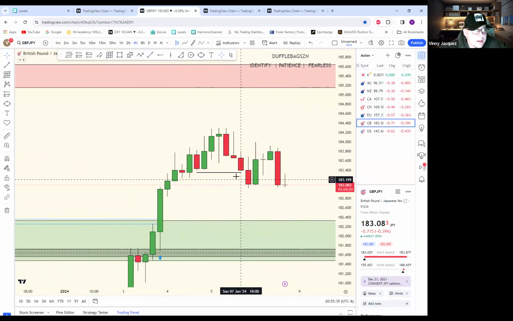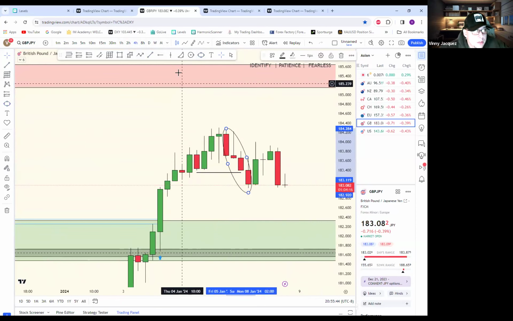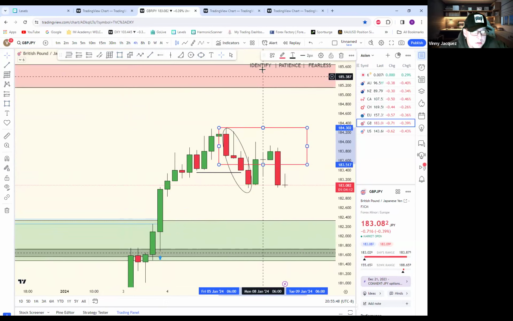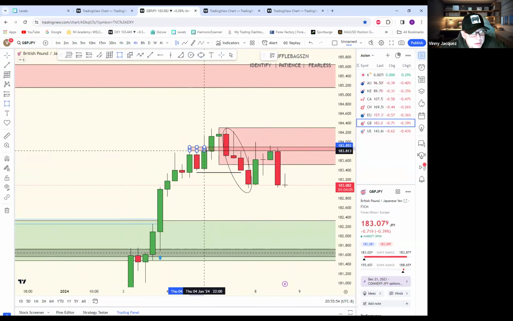We do change character, right? This is a rally breakout. Boom. This right here would be my starting point. Now, this is the 4-hour time frame, right? So it's going to be a big starting point, but it's all good. Now I have my left shoulder right here. Boom.